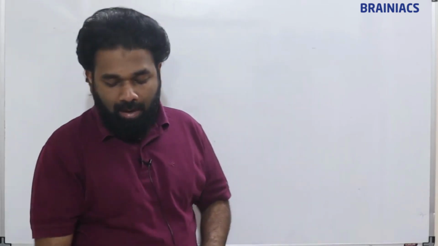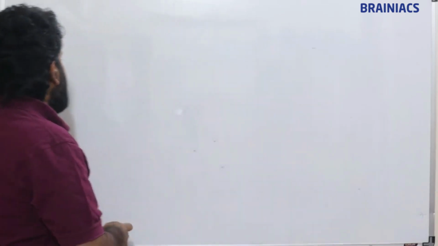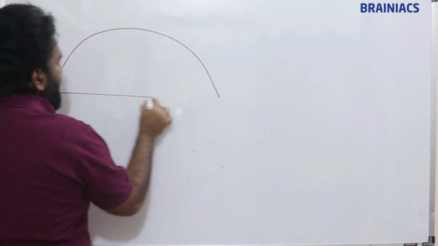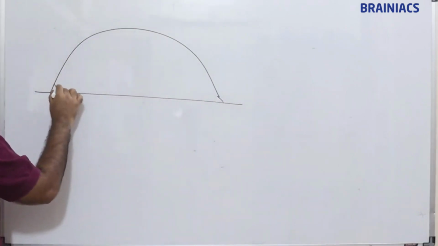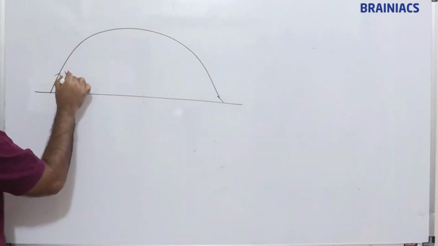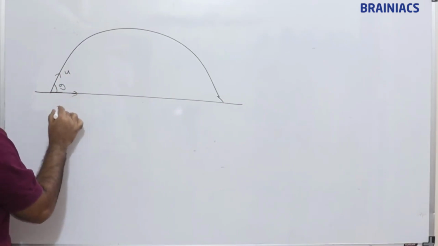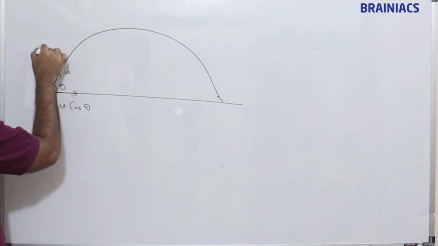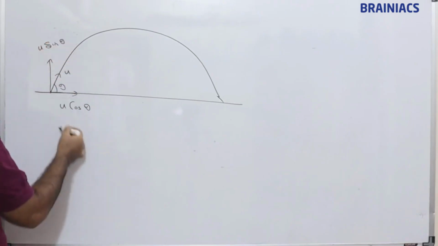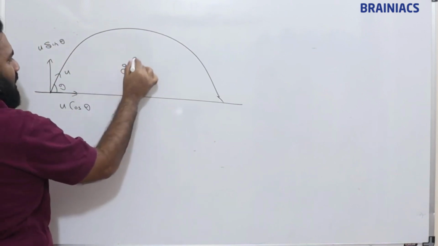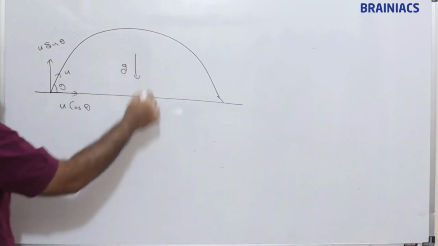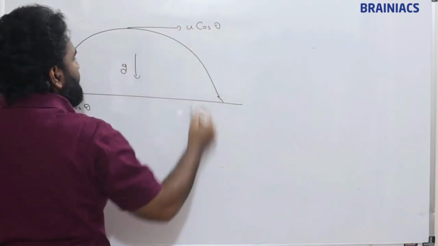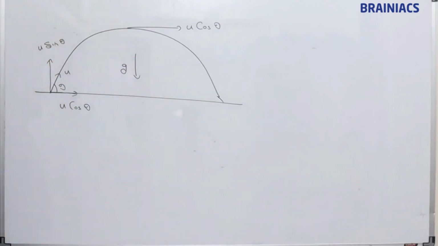Already we have seen a projectile like this, that is, a particle projected at an angle theta with an initial velocity u. So here we have taken u cos theta and u sin theta. Throughout the motion, g will be acting in the downward direction. At the top of the projectile we have u cos theta. Okay, likewise this one we have seen.